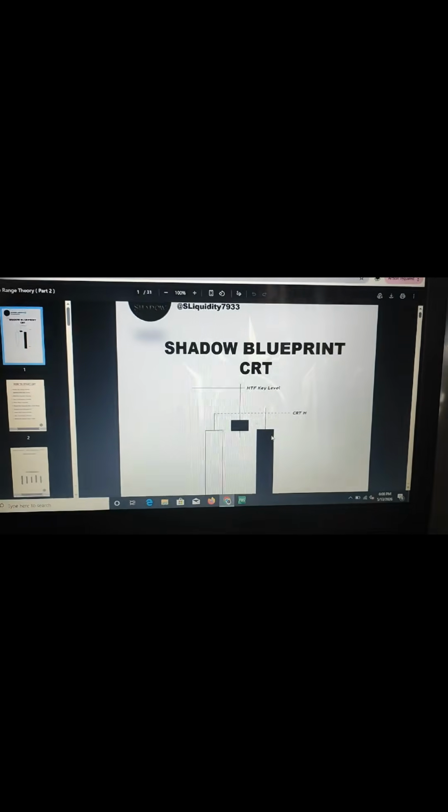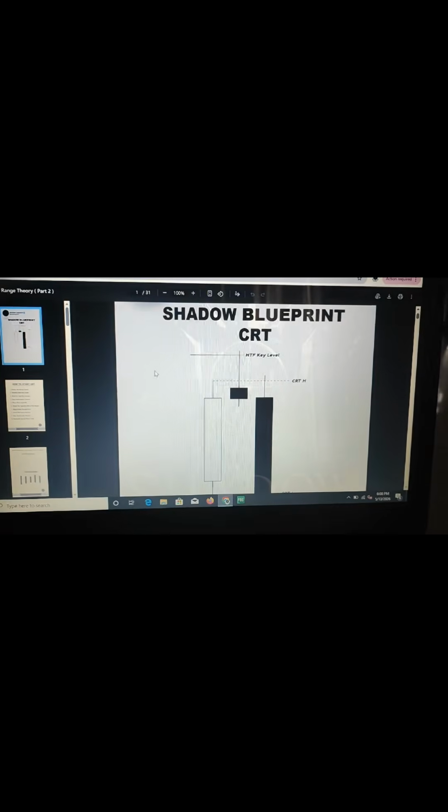Alright guys, Shadow speaking. So let's do a breakdown on this gold using our guideline, using our blueprint CRT guideline. Alright, so back to gold setup. I was able to identify this gold and trade it perfectly.